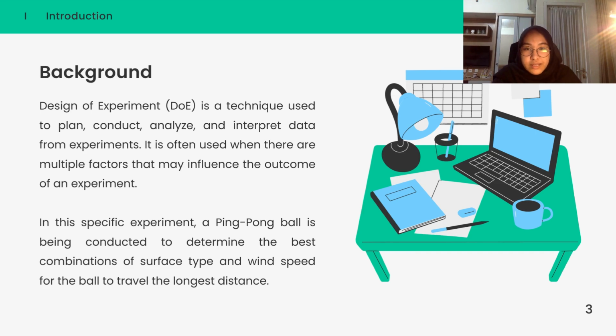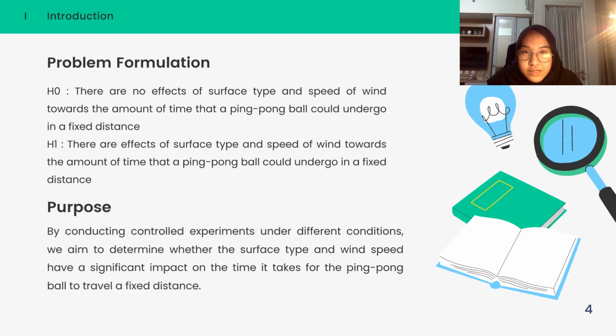So the ping pong ball is a light hollow ball used in table tennis, weighing 2.7 grams and having a diameter of 40 millimeters. And here is the formulation of the problem. Our null hypothesis is that there are no effects of surface type and speed of wind towards the amount of time that a ping pong ball could undergo in a fixed distance.